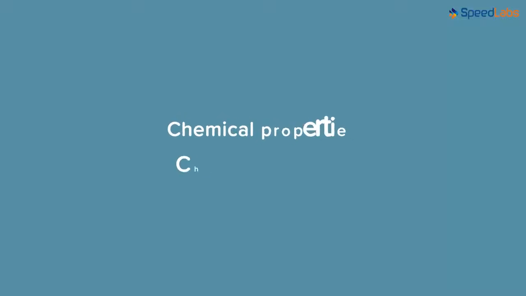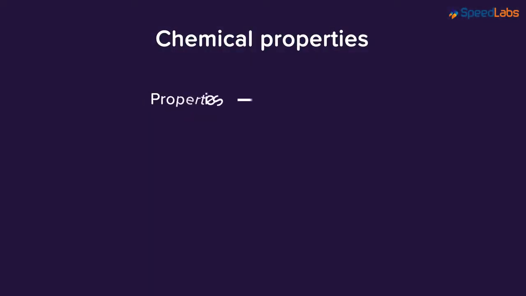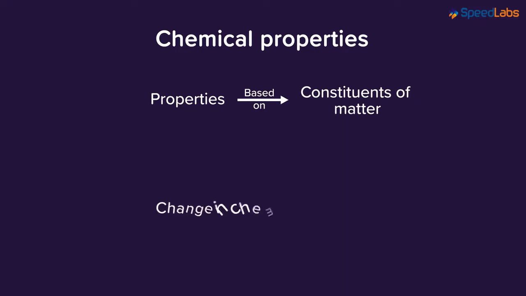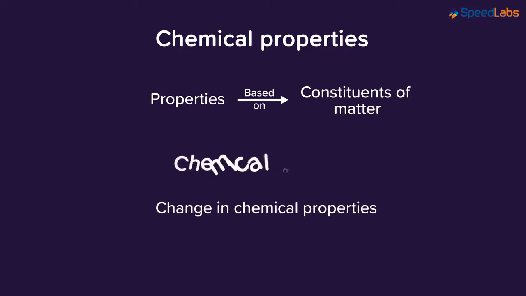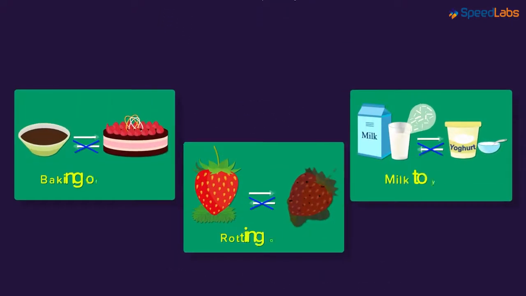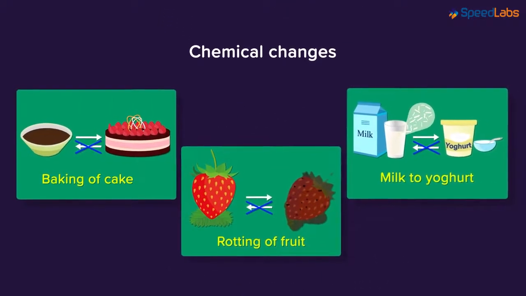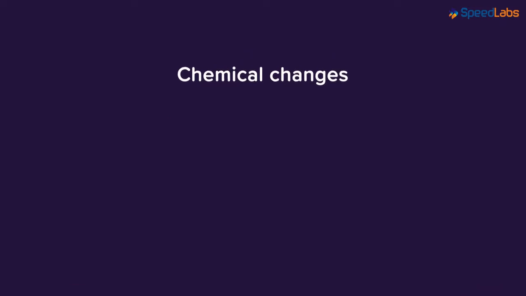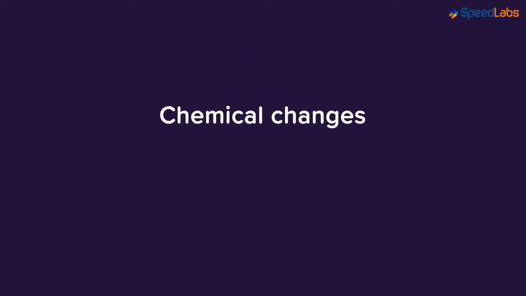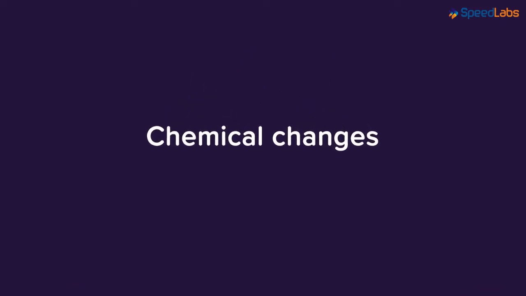Chemical properties and chemical changes is what we looked at in the previous video. Chemical properties are properties based on the constituents of the matter. When these properties change, it's called a chemical change. We also had a brief look at a few examples of chemical changes in our daily lives. Let us now have a look at a few more examples where substances undergo chemical changes.